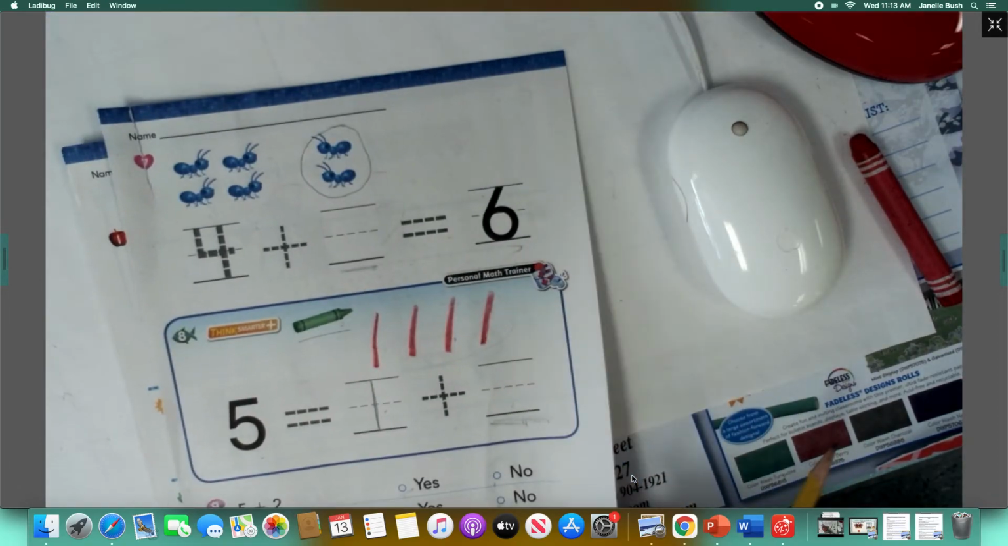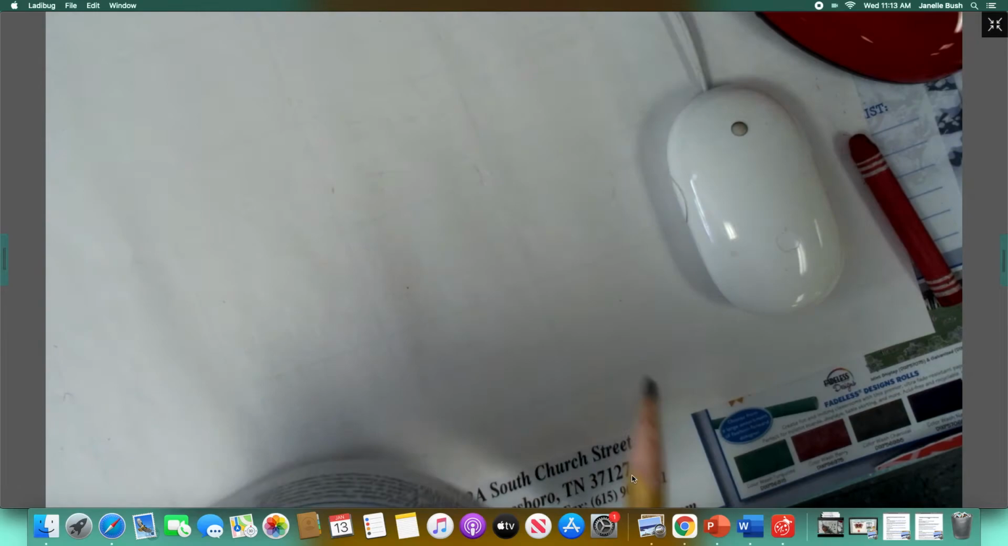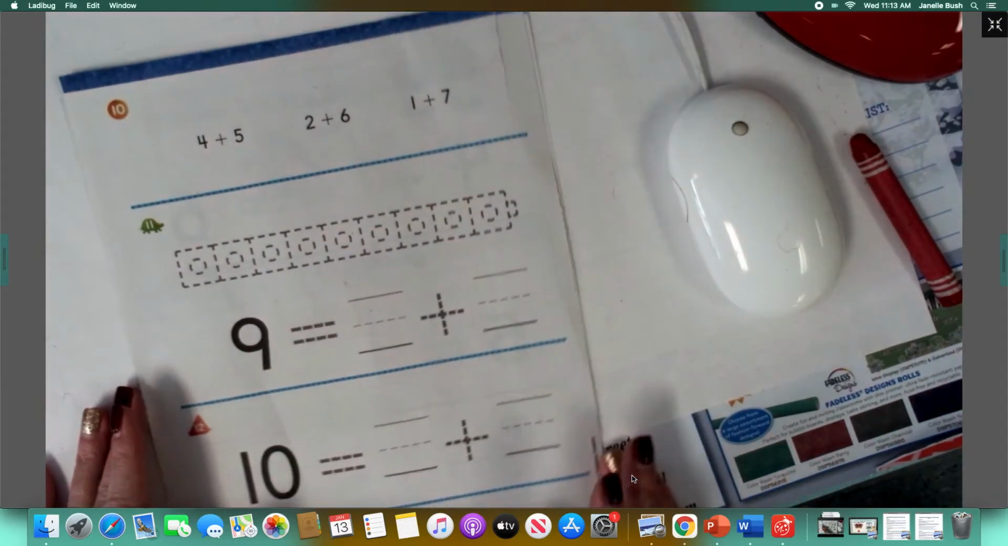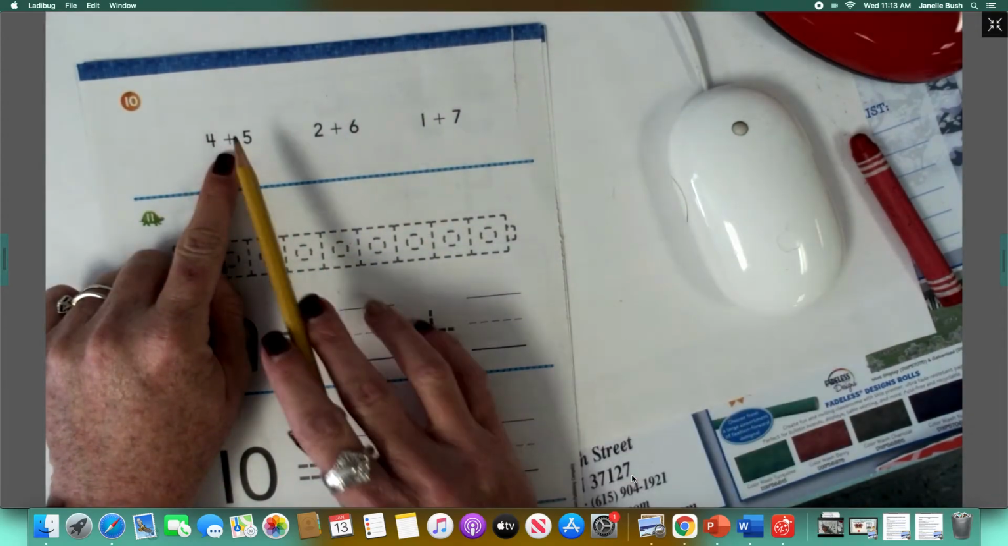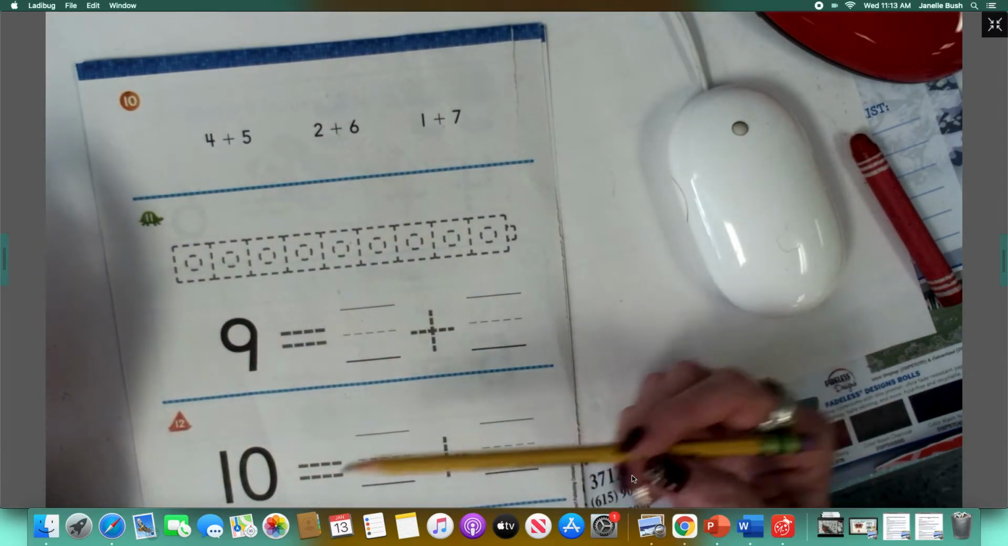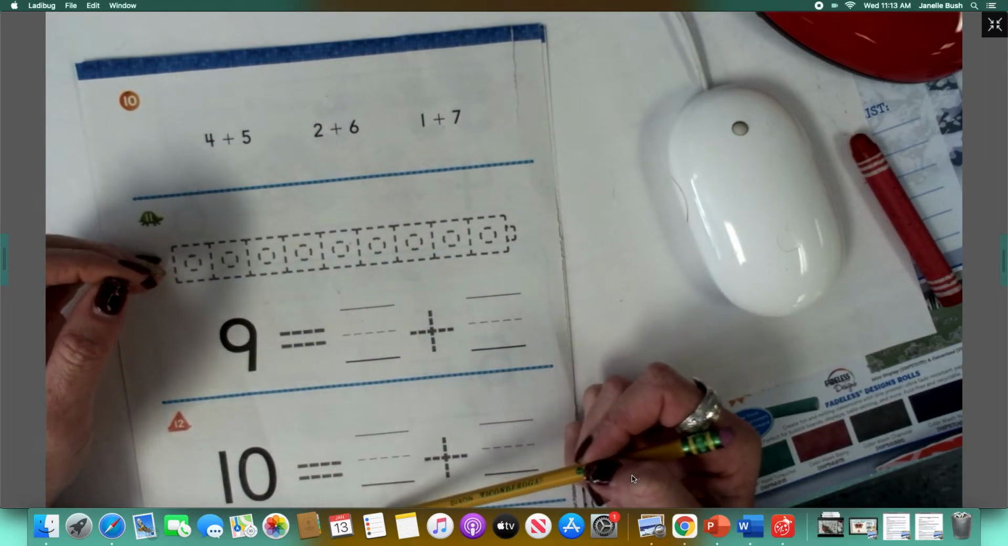All right, awesome. We're almost finished. Flip your paper over to the back. Up at the top, number 10, we have 3 different addition problems. It says circle all the number pairs for 8.